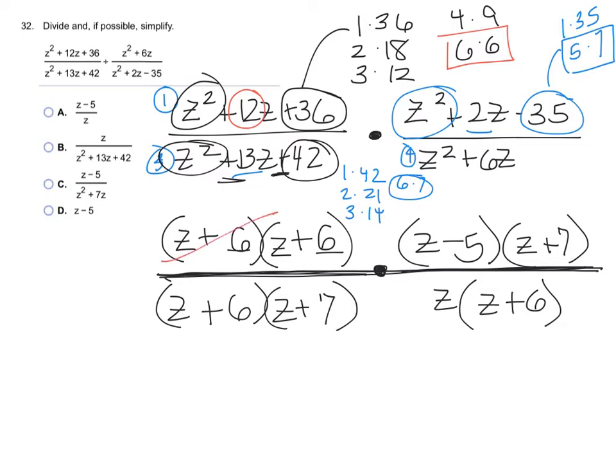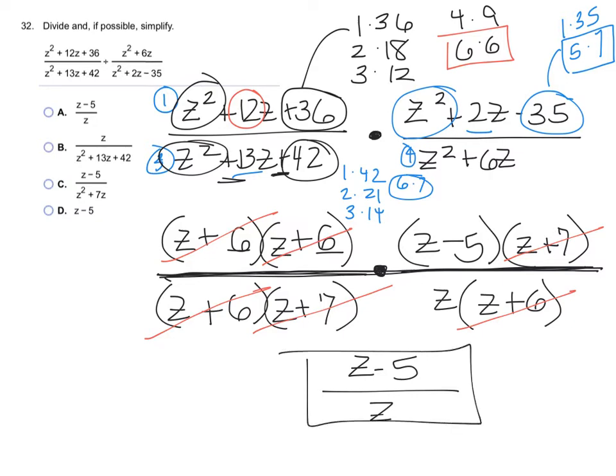So I have a z plus 6 on top and a z plus 6 on bottom that I'll cancel out. I have another z plus 6 on top and another z plus 6 on the bottom that I'll cancel. And also I have a z plus 7 on top and a z plus 7 on the bottom, and I'll cancel that. Now that I canceled the like terms, I'm going to write what I have left over. On the numerator, I have a z minus 5, and in the denominator, I have a z. I can't cancel any other like terms, so this is my final simplified answer, z minus 5 divided by z, and this corresponds to choice A.